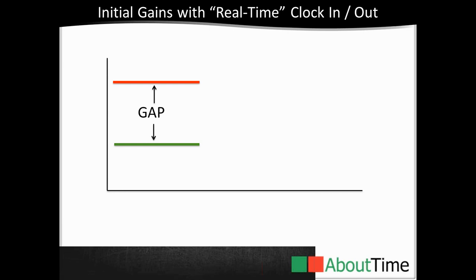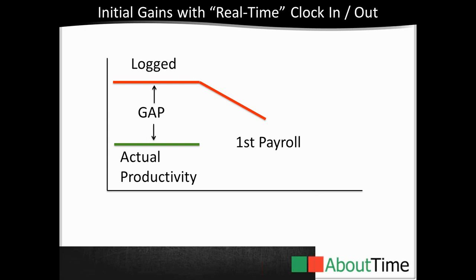So when a company enters into a process like this from being manual in the past, you've got logged time up here, which is what historically has been written or recorded, and then actual productivity, or hours that are physically worked and productive in the field. And there's a gap. This gap on the first pay period is typically moved closer together in the center.